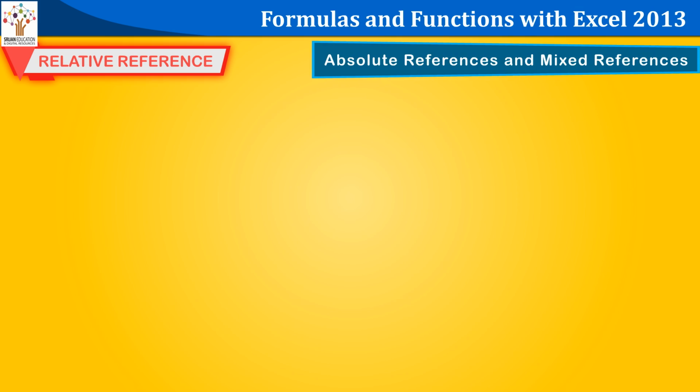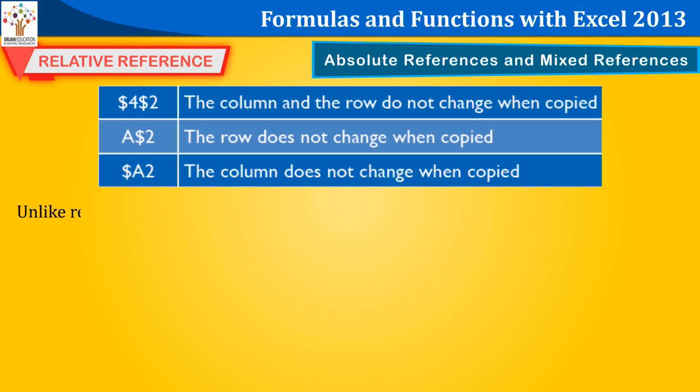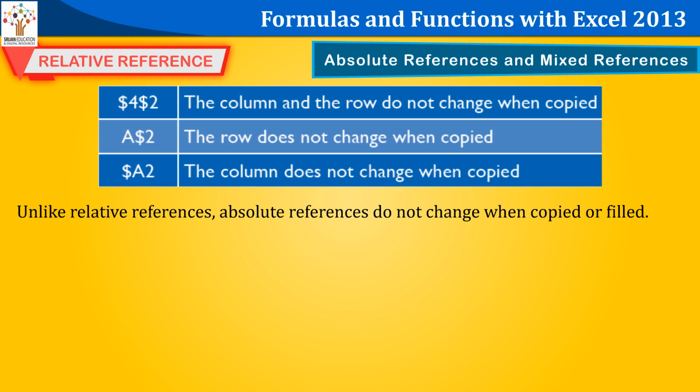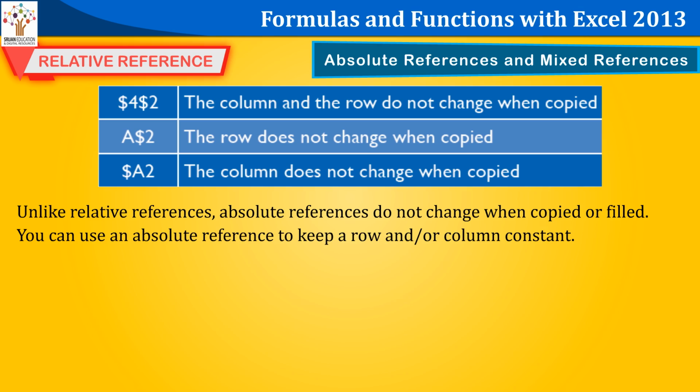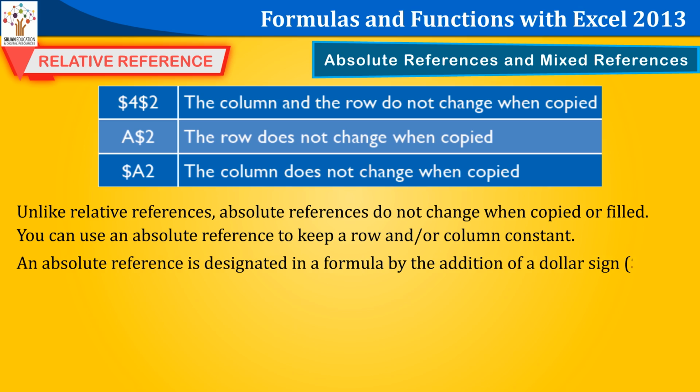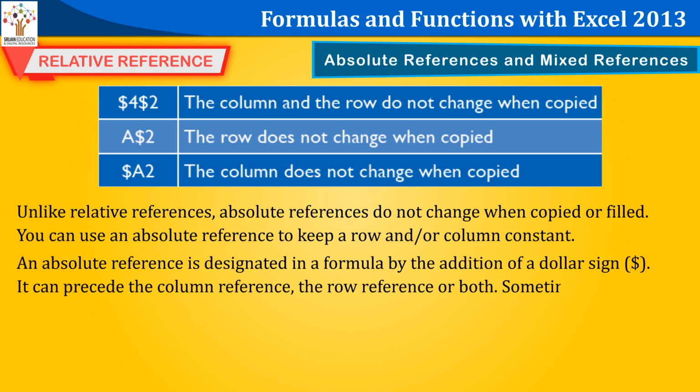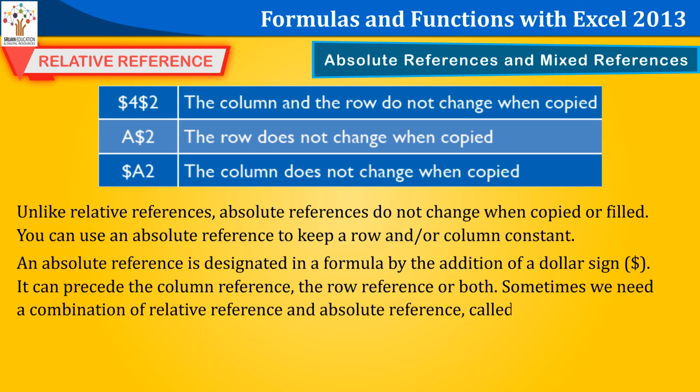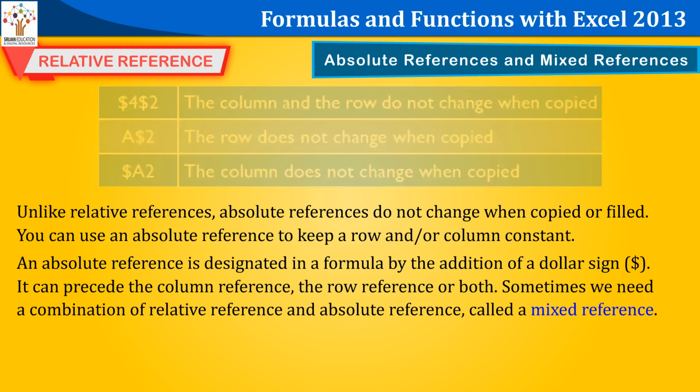Absolute references and mixed references. Unlike relative references, absolute references do not change when copied or filled. You can use an absolute reference to keep a row and/or column constant. An absolute reference is designated in a formula by the addition of a $ sign. It can precede the column reference, the row reference, or both. Sometimes we need a combination of relative reference and absolute reference, called a mixed reference.